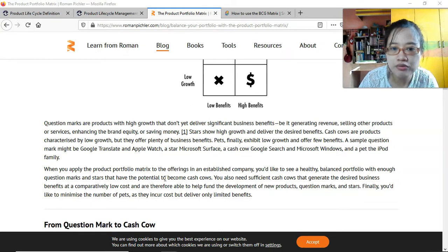When you apply the product portfolio matrix to the offerings in an established company, you'd like to see a healthy, balanced portfolio with enough question marks and stars that have the potential to become cash cows. You also need sufficient cash cows because they're the ones that generate the most benefits, the desired business benefits, at a comparably low cost, and are therefore able to help fund the development of new products, question marks and stars. Finally, you'd like to minimize the number of pets because they're the ones in the declining stage, as they incur costs but deliver only limited benefits.